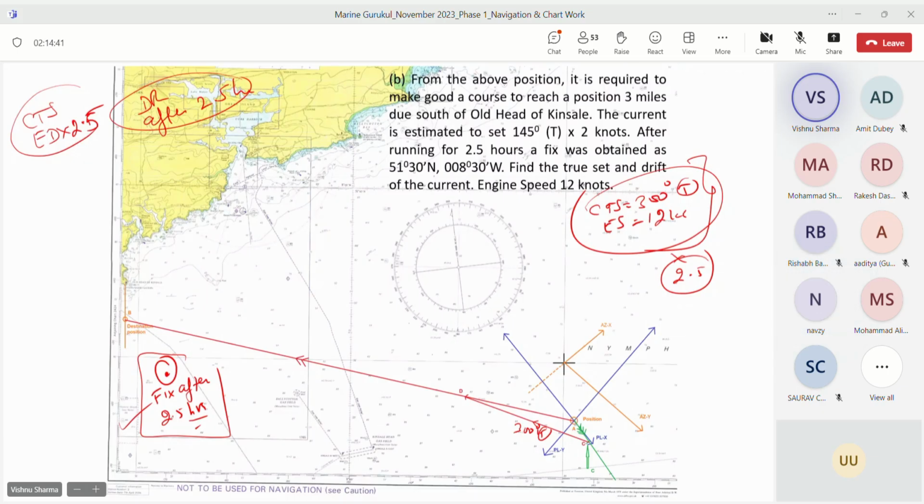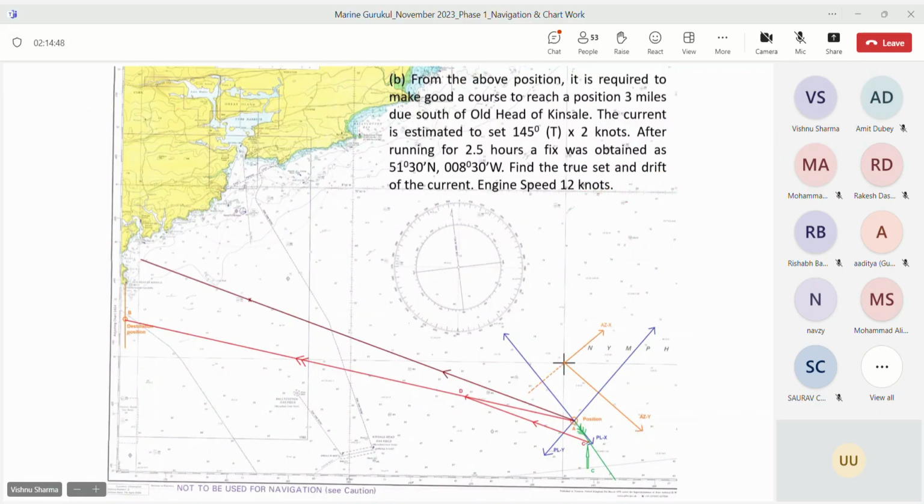So basically, if I draw the CTS through A, like this, it is parallel to CD, right? Yes, sir. And I cut off how many miles? 30 miles. Why? Because engine speed is 12 knots. In 2.5 hours, it will be 30 miles, correct? Yes, sir.